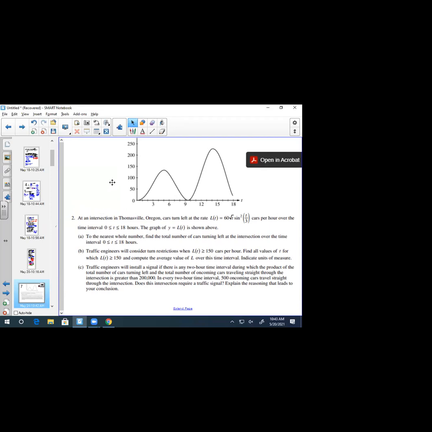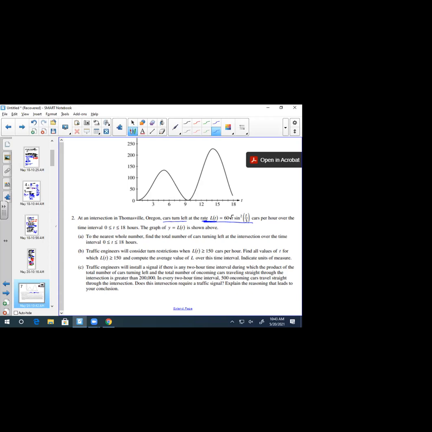Cars that are driving, let's say from the Best Buy area, come and then make a left onto Centurion. But it doesn't really matter. What they tell us is cars turn left at the rate of L of t equals 60 root t sine squared of t over 3 cars per hour over the 18-hour interval that they're giving us.